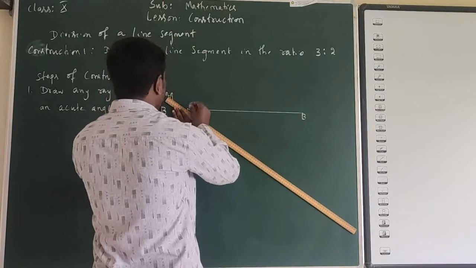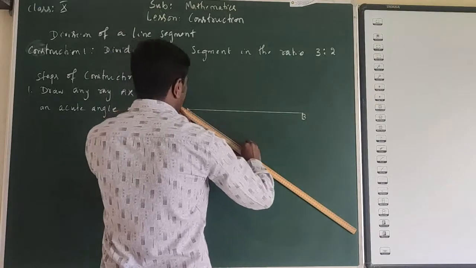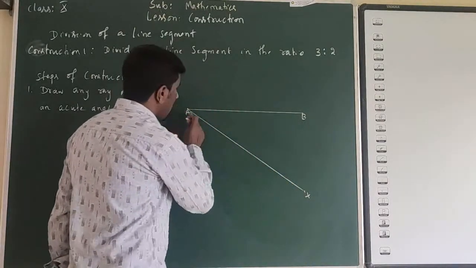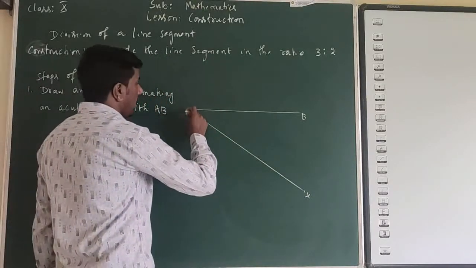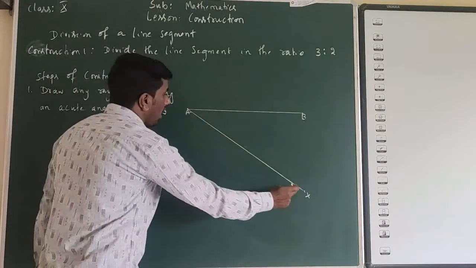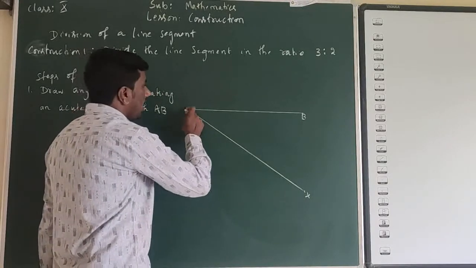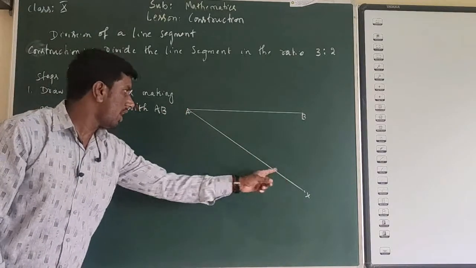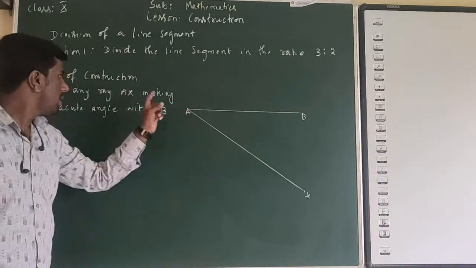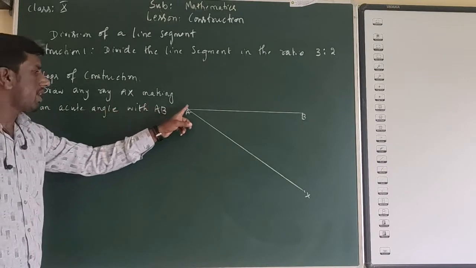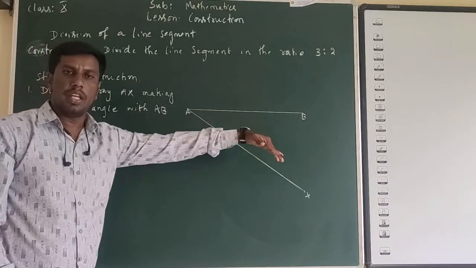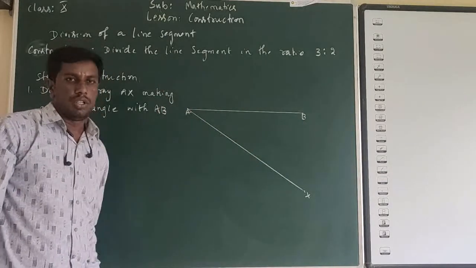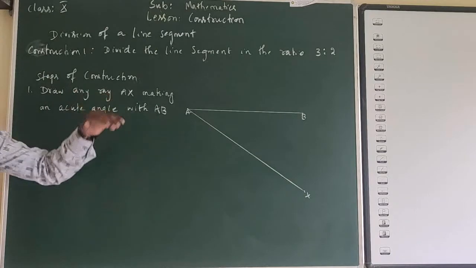So I can draw a line like this. So this is X. AX will be a line segment or a ray making an angle with the line segment AB. Okay, so that is the first step. Draw any ray AX making an acute angle with AB, within 90 degrees and more than 0. And you should write ray.